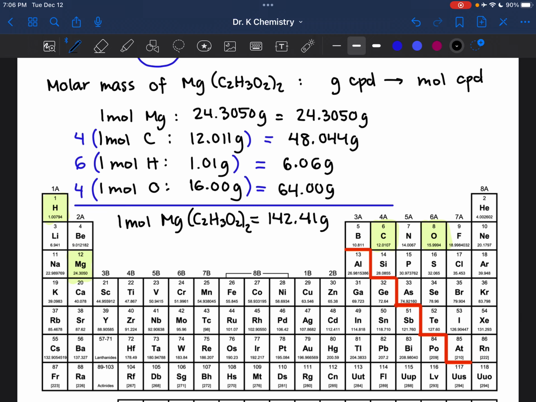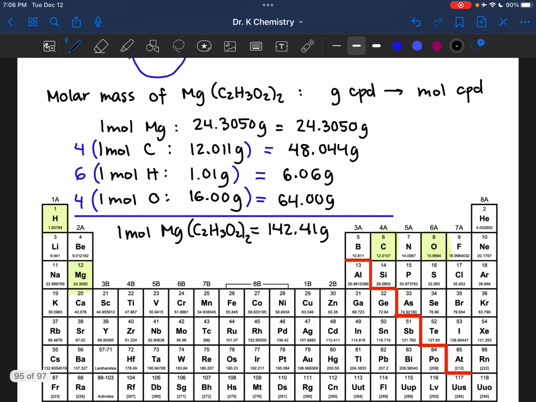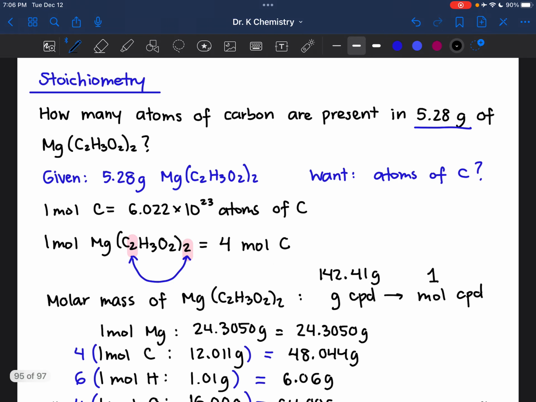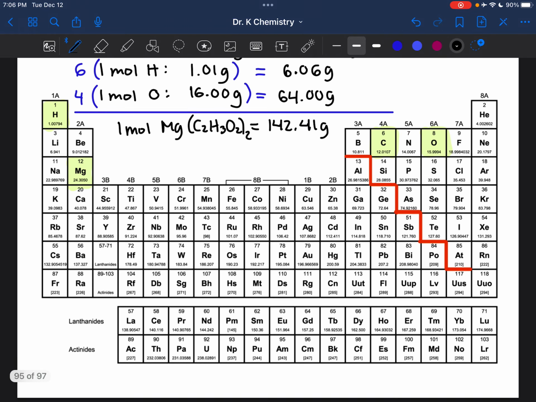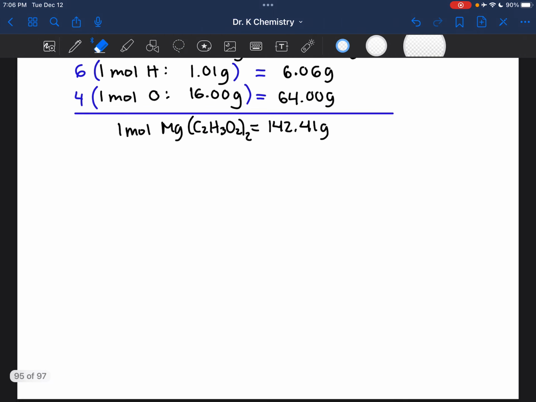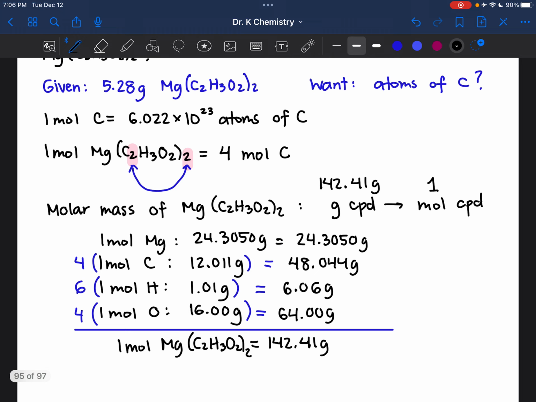Okay, and if I add all of that up, then 1 mole of magnesium acetate will have a mass of 142.41 grams. And we can use that relationship to connect the moles of the compound to grams of compound, because we're saying for every 1 mole of that compound, we have 142.41 grams. So I will go to the next page. Actually, I could delete the periodic table, I can solve it down here. That works.